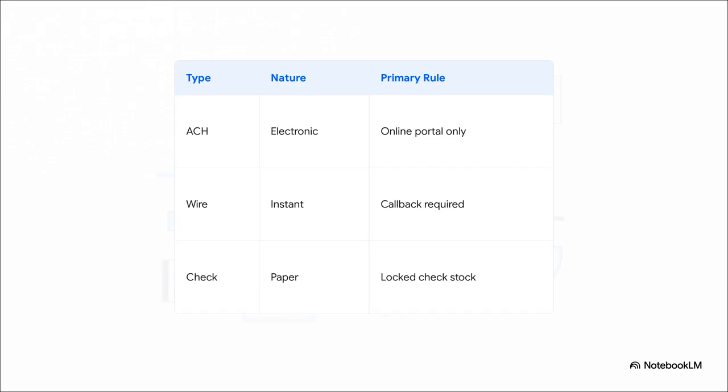And finally, we have good old-fashioned paper checks. The physical blank check stock must be kept locked up, accessible to only a couple of designated people. And here's a critical rule for checks: once they're completed, they are mailed directly by the finance team. You never, ever hand them back to the accounts payable staff member who prepared them.